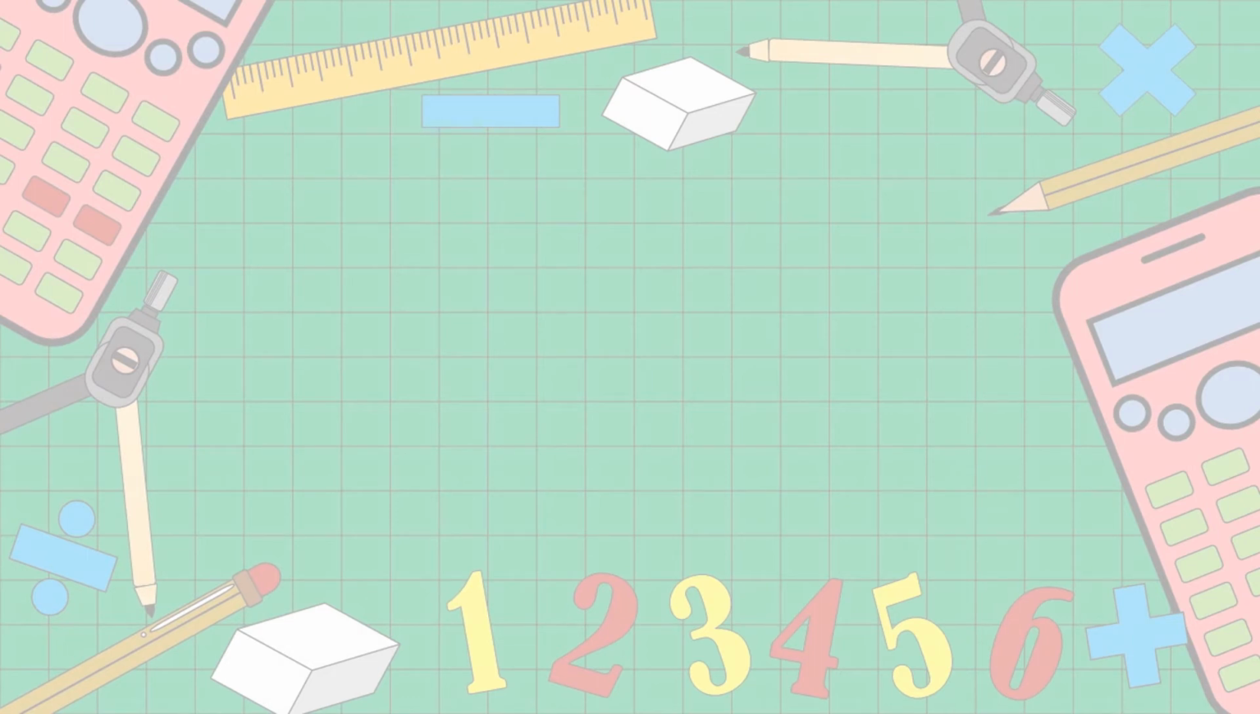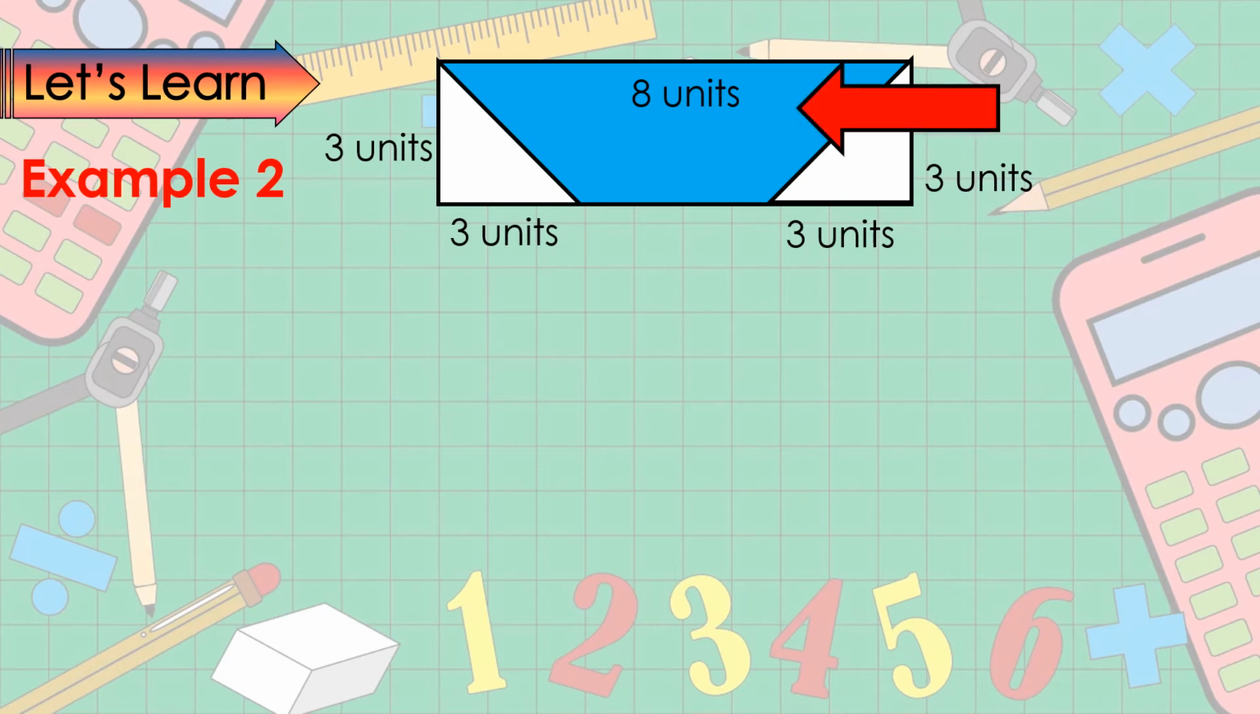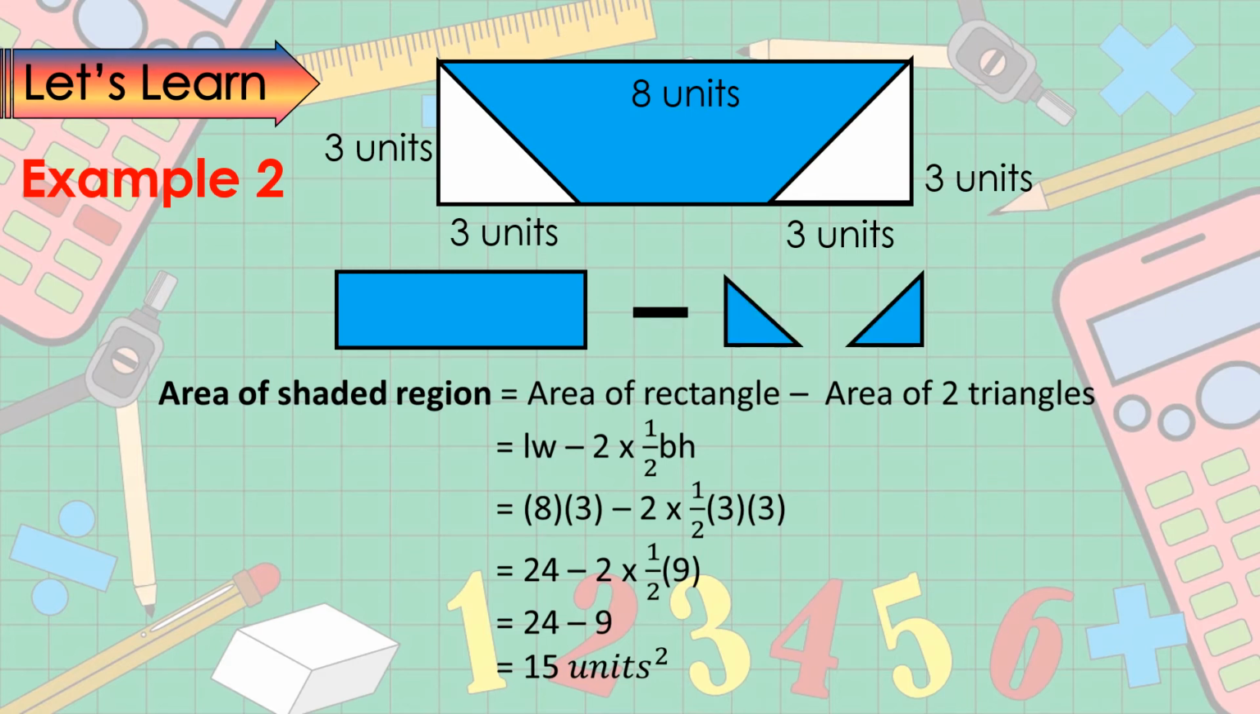Now, let's proceed to example number 2. For this one, there are two ways to answer this. For example number 2, I have here a rectangle and there's a triangle on its side. So on both sides, it has a triangle. And we have measurements of 8 units and 3 units. So we are going to get the area of the shaded region. We are going to get the area of the rectangle minus the area of the two triangles. Because if you're going to notice, we have here the first triangle and here is the second triangle.